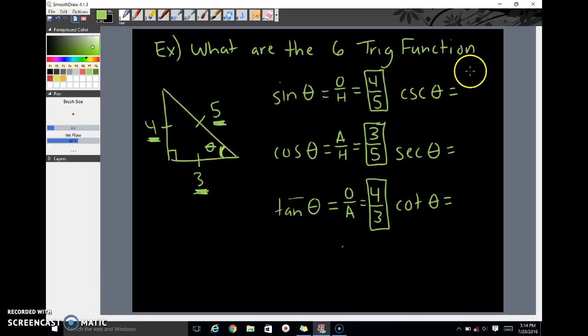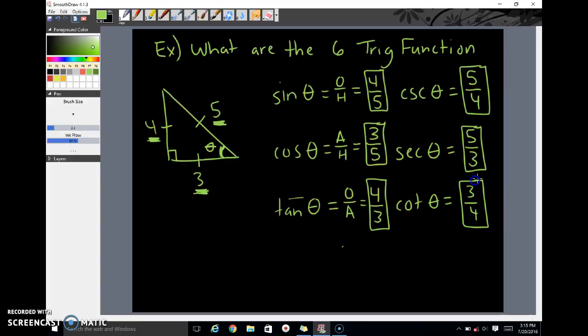Cosecant is simply sine flipped, so cosecant is 5 over 4. Secant is 5 over 3 because it's cosine flipped. And cotangent is tangent flipped, so it's 3 over 4. That's why it's helpful to remember that cosecant, secant, and cotangent are reciprocals of the first 3, because once I found the first 3, all I have to do is flip them to get the next 3.